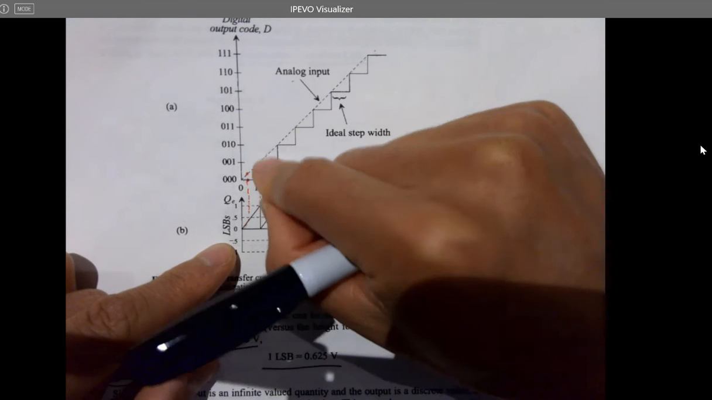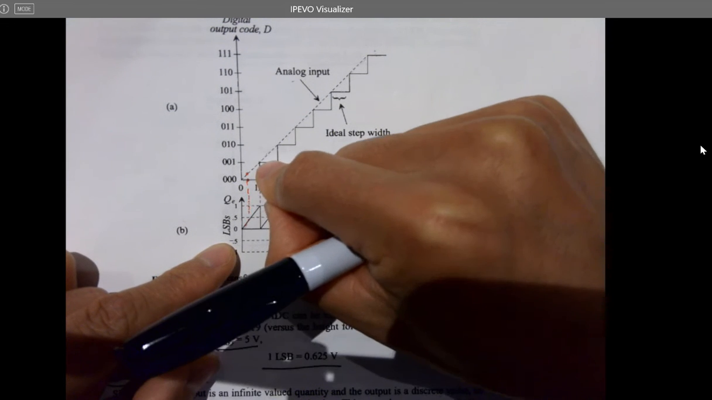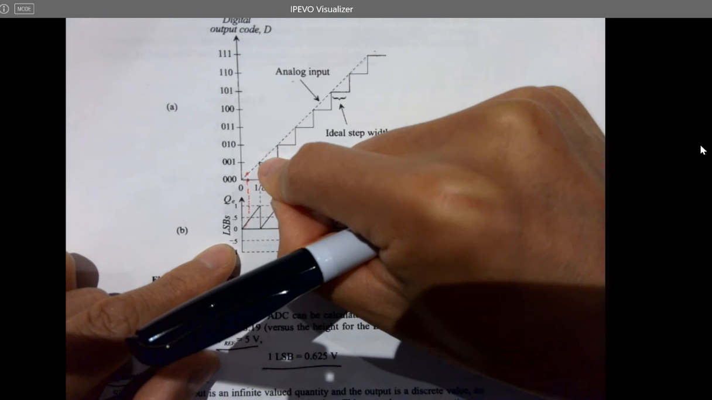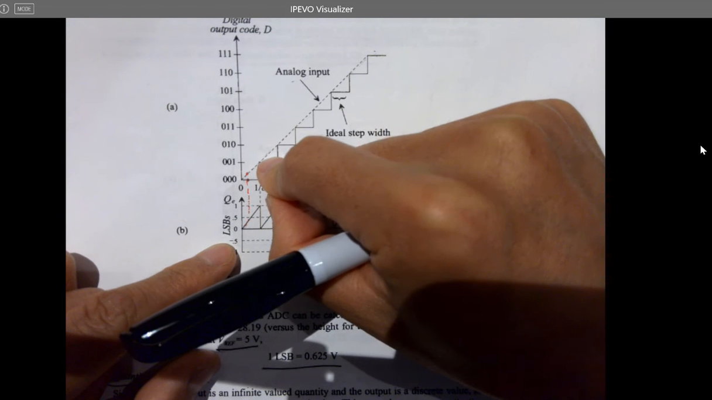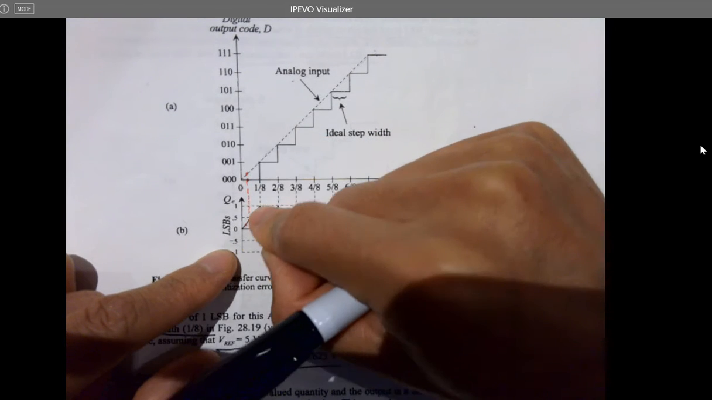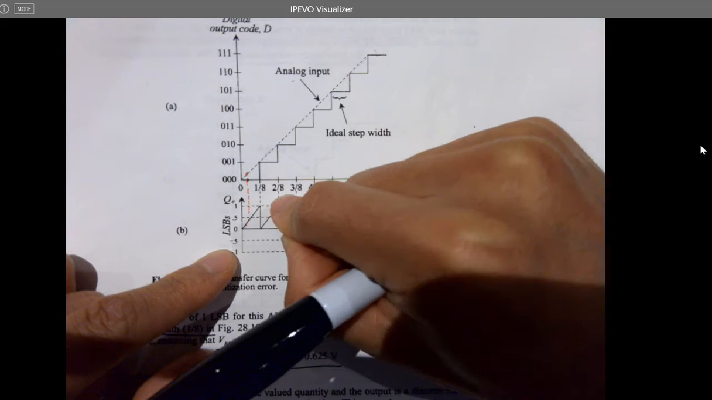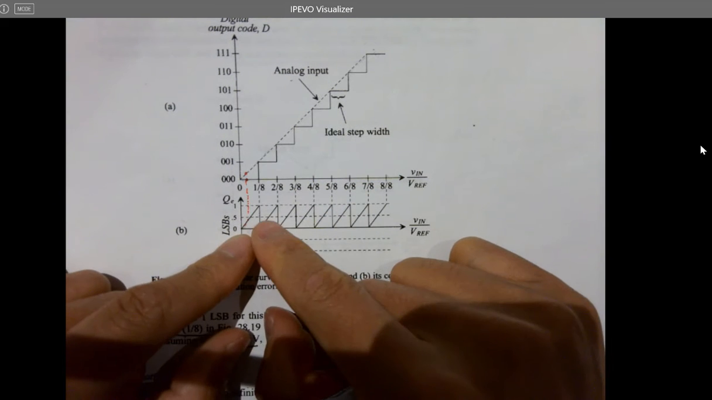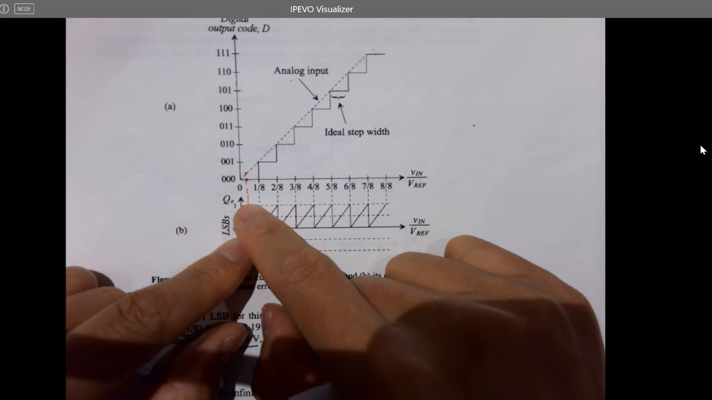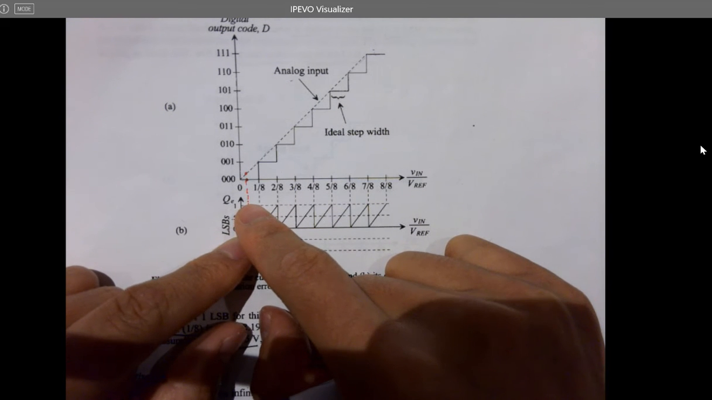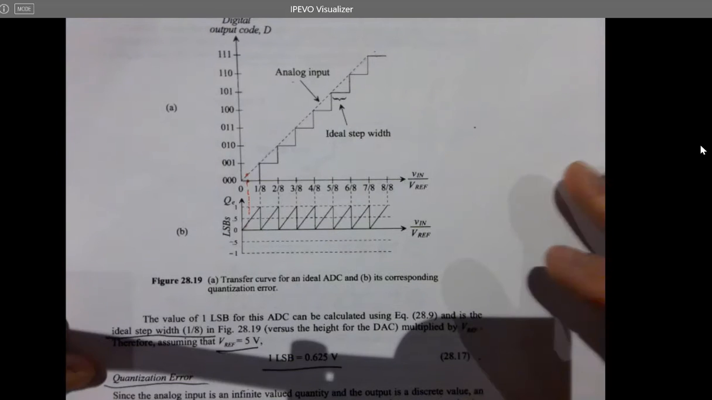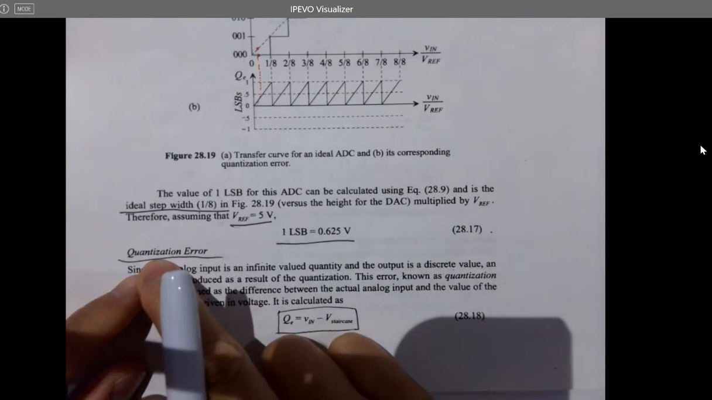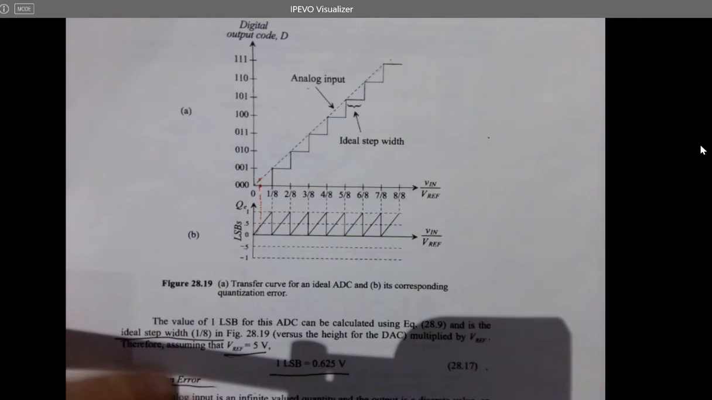Why does it match? You can see this output just hits this ideal curve, right? So the difference will be 0. That's why it's increasing, boom, like that. I can see the maximum quantization error is close to 1 LSB. Okay. So that's the concept of quantization error. I can plot it like this.